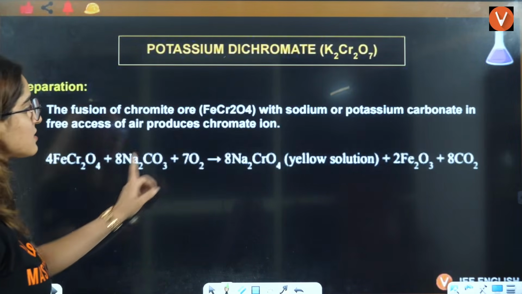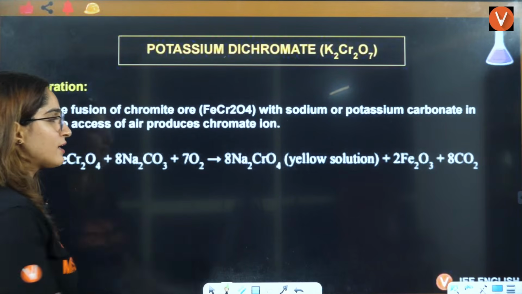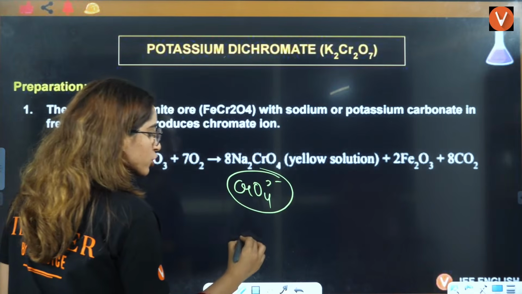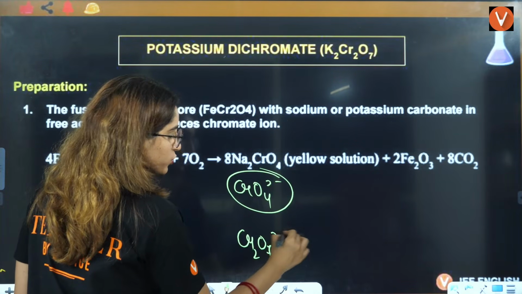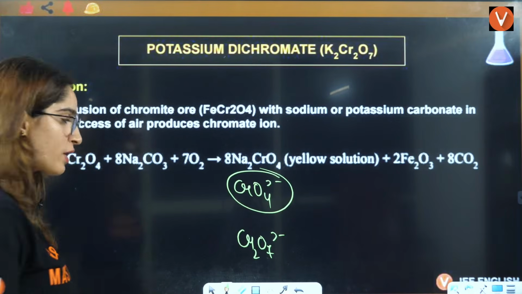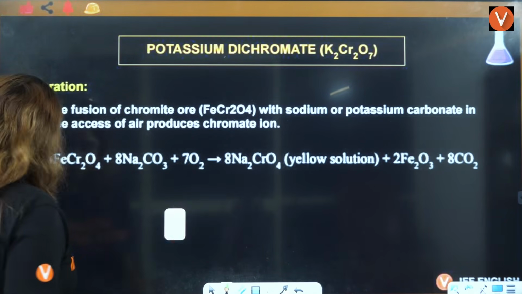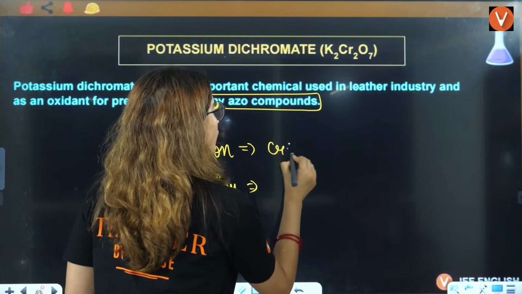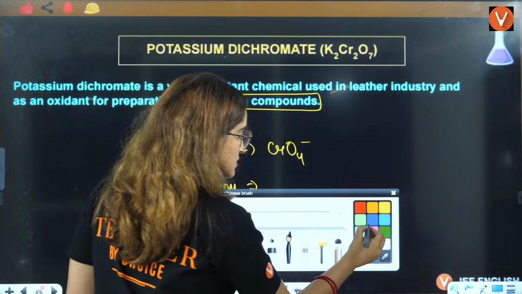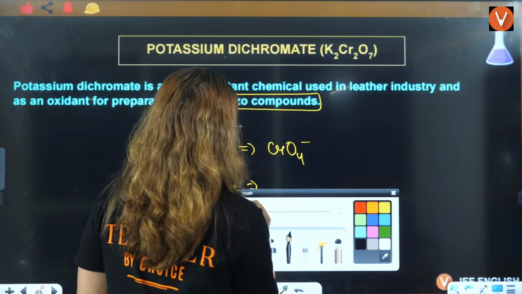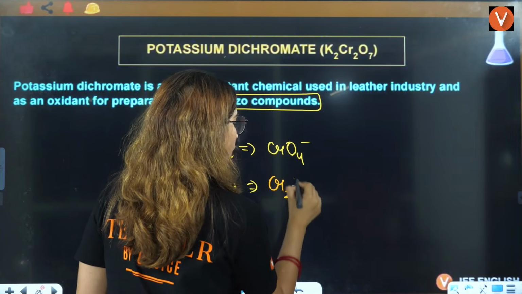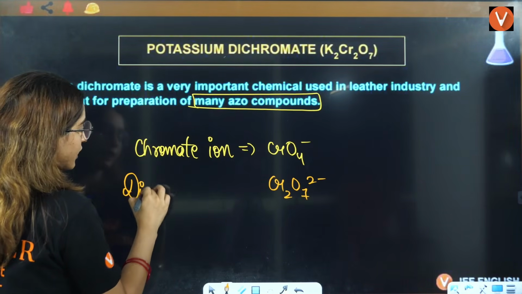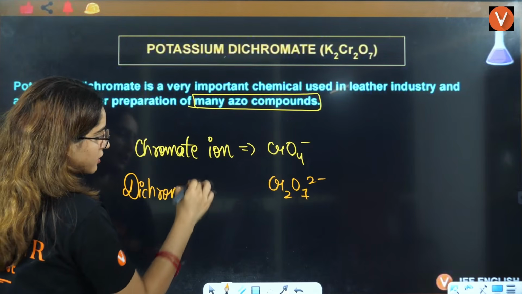So if you see here, the chromate ion, can you predict it? It is CrO4 2 negative. Dichromate is Cr2O7 2 negative. That is the difference. Okay, understood? Now, can you tell me the colors? I have already written the colors here.